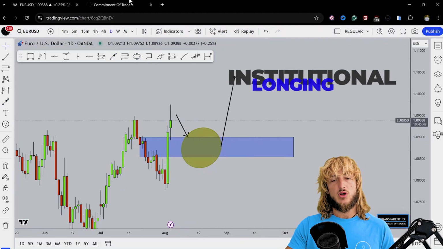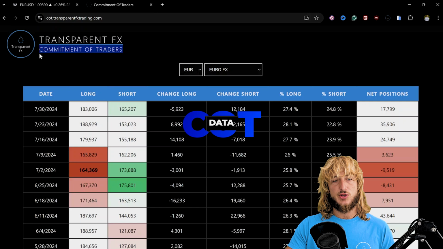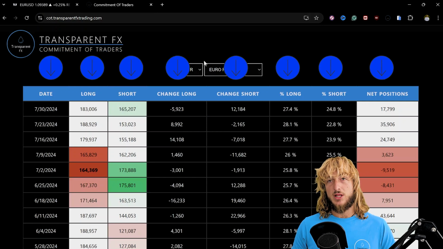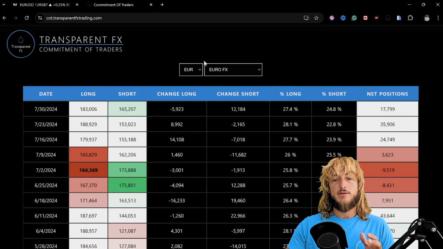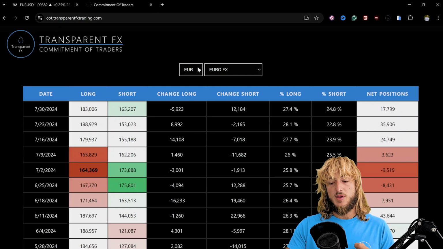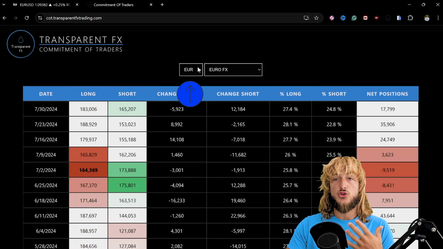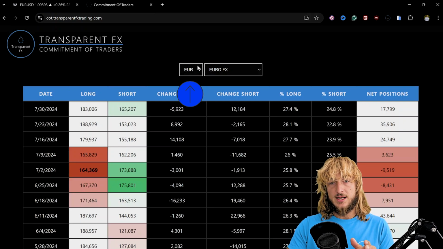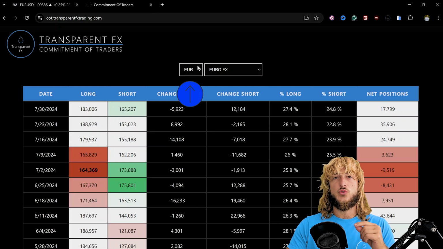Speaking about institutional longing, let's go and see what we have when it comes to the commitment of traders, so what the big players and hedge funds are doing in the market. Well, if we check the data for the euro, we have to keep in mind that we are checking Euro USD already, because all currencies on the spot are traded against the USD. So if we're looking at the data for the euro, we're actually already looking at Euro USD.